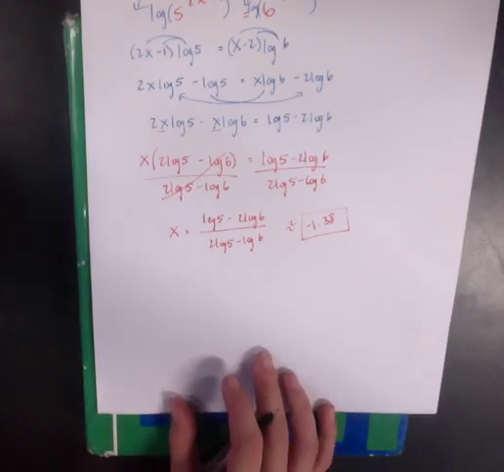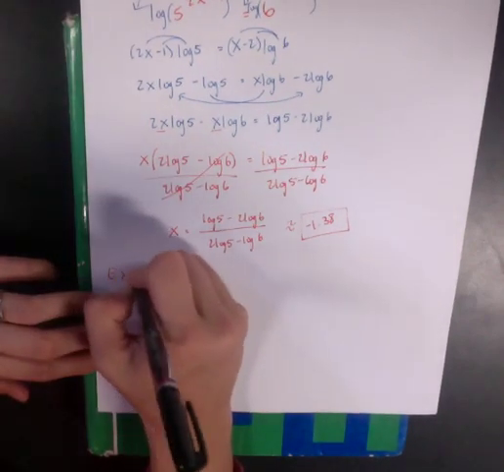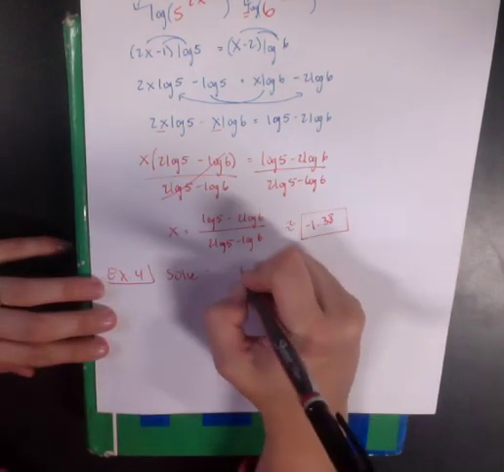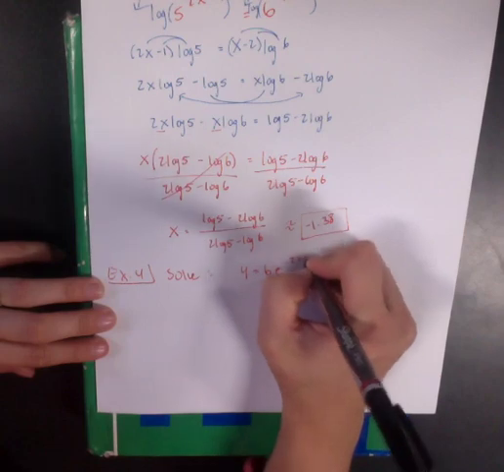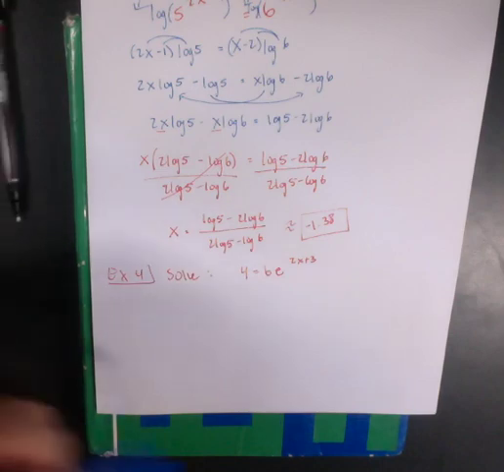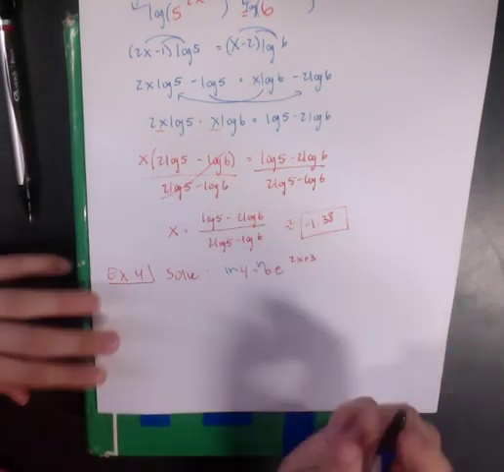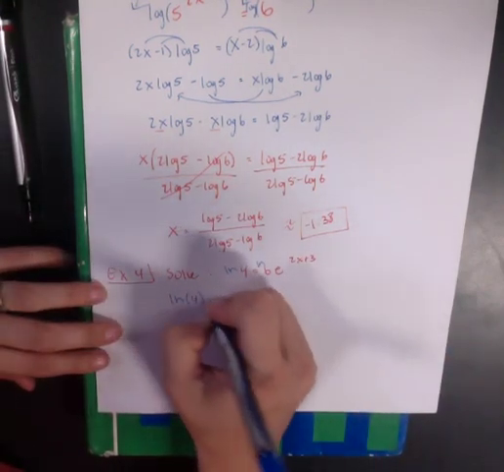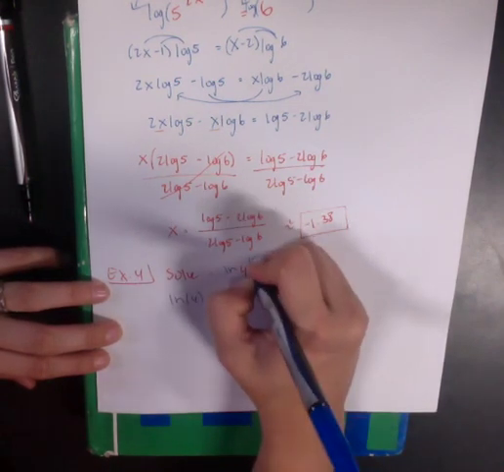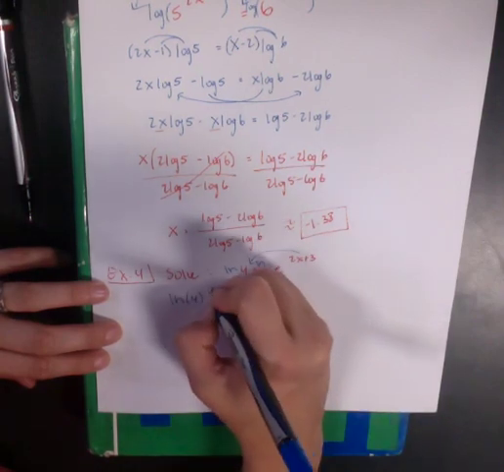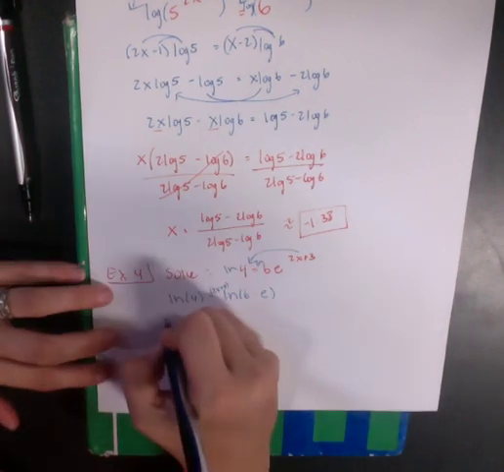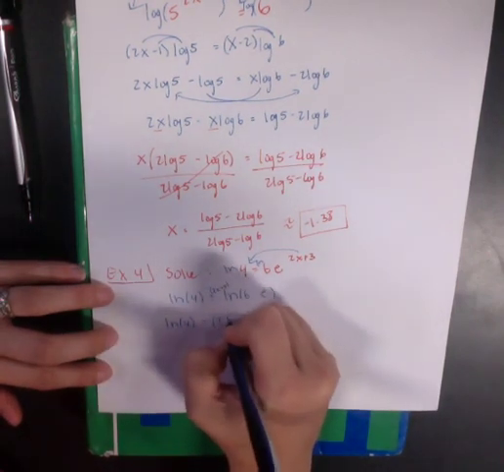Okay? Let's do another example. Again, we're going to solve. We have 4 equals 6e to the 2x plus 3. All right. So I'm going to take the natural log of all sides. So I get the natural log of 4 is the natural log of 6 times e, and my power comes up front, so 2x plus 3. Now I'm going to rewrite this on the right.